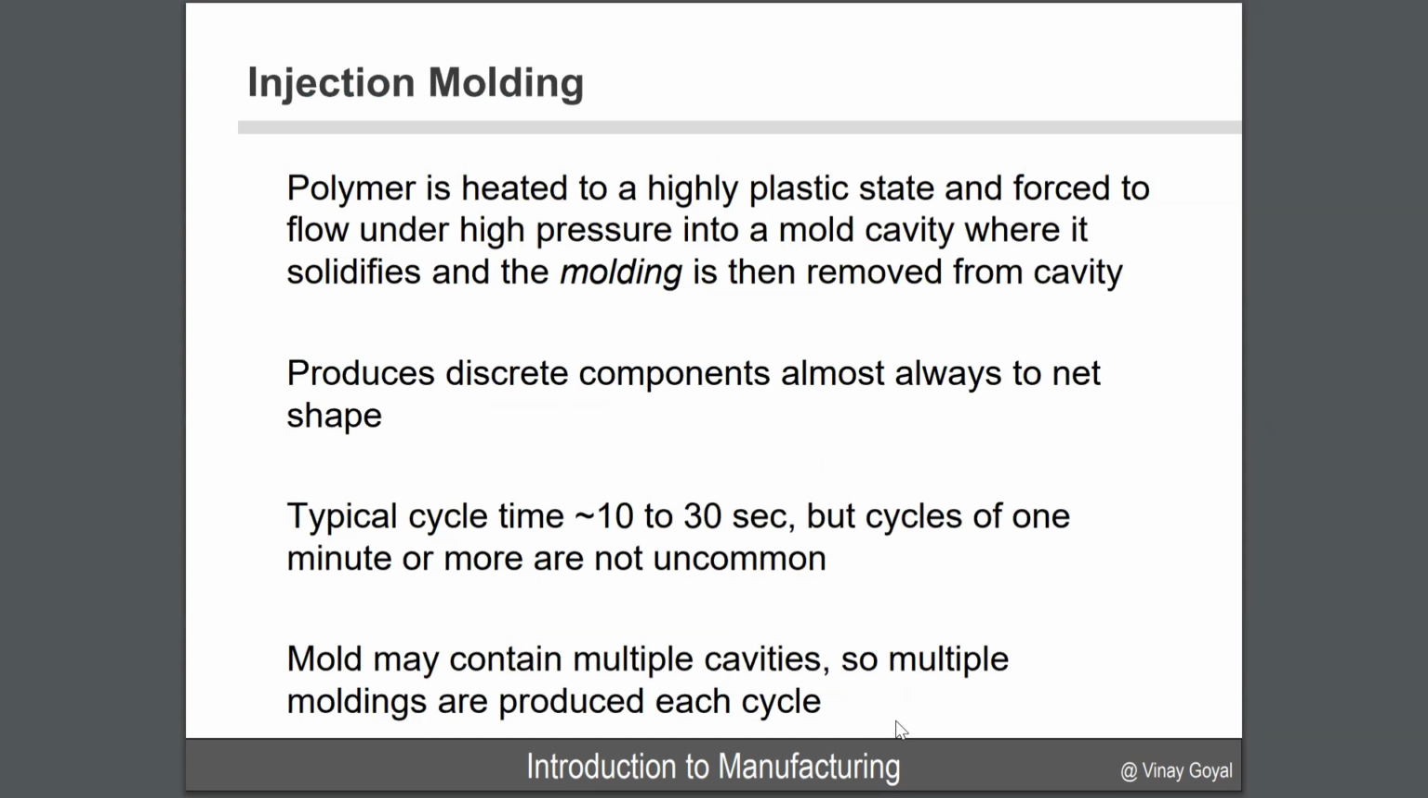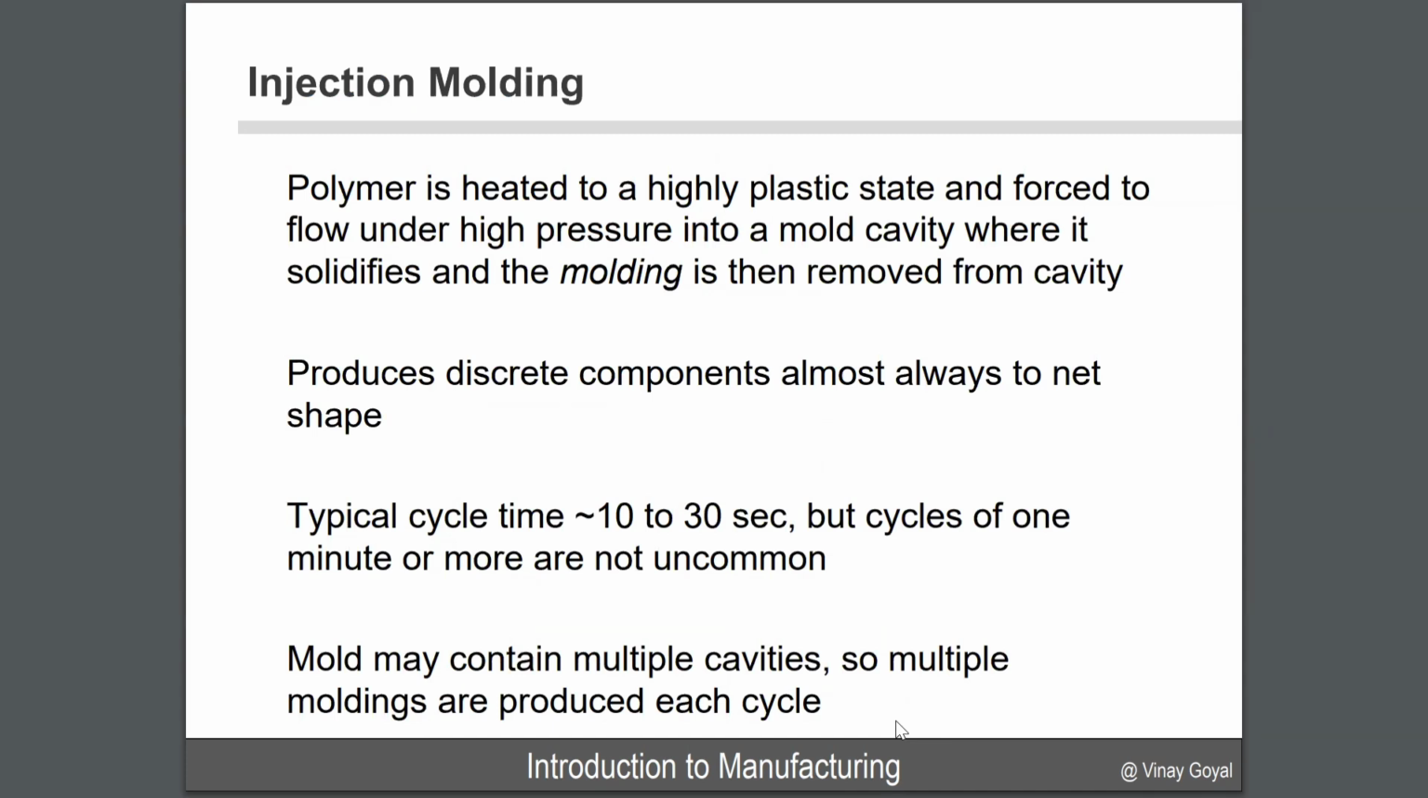Now, injection molding is one of my favorite ones that are used in industry for creating plastics. They're polymer based. Polymer is heated in this case to a highly plastic state and forced to flow under high pressure into a mold cavity. And in this case, it will solidify, and then the molding will be removed, and you get your part.